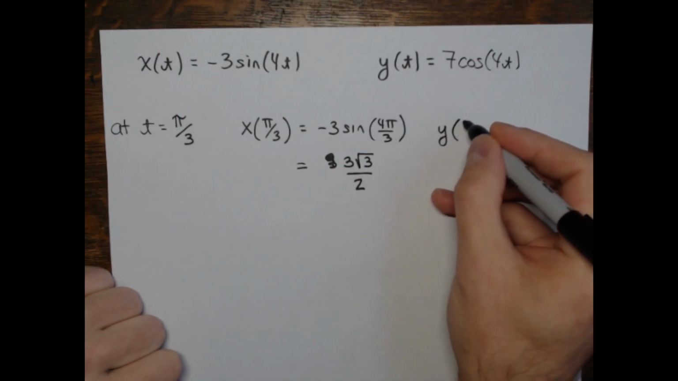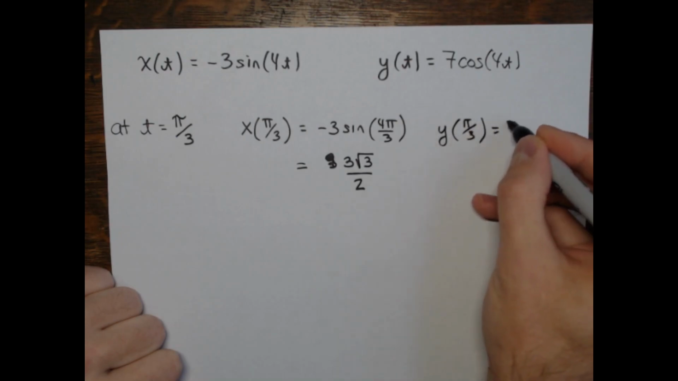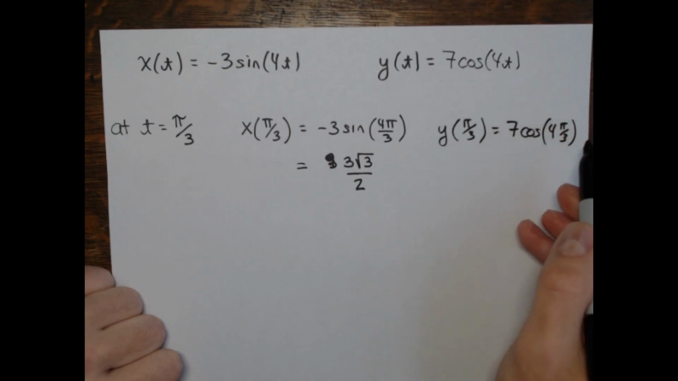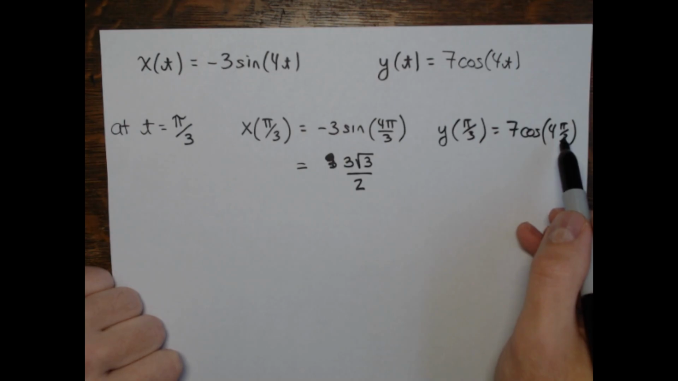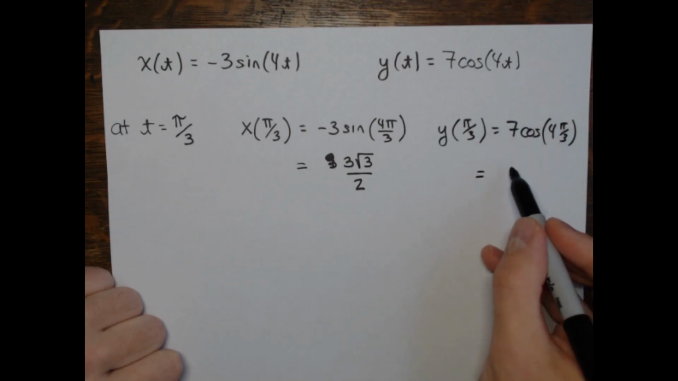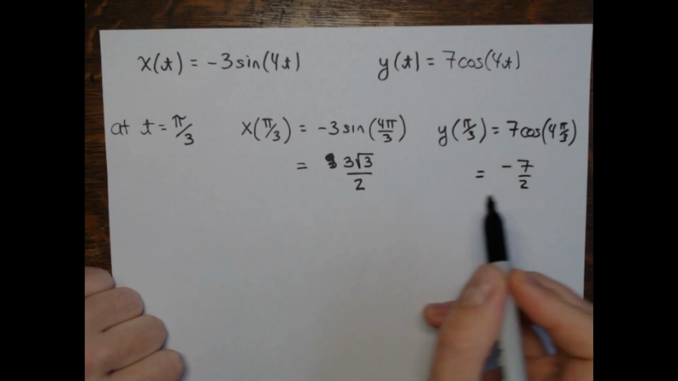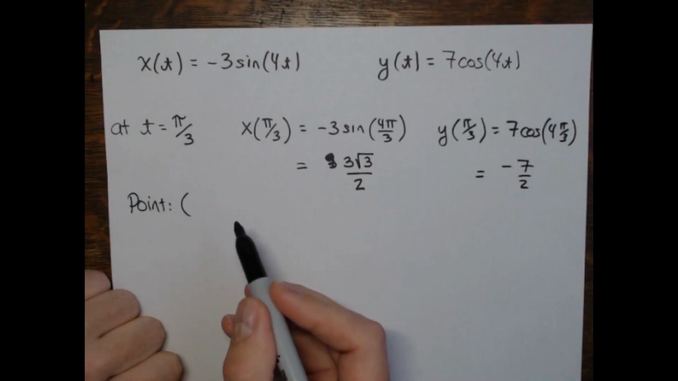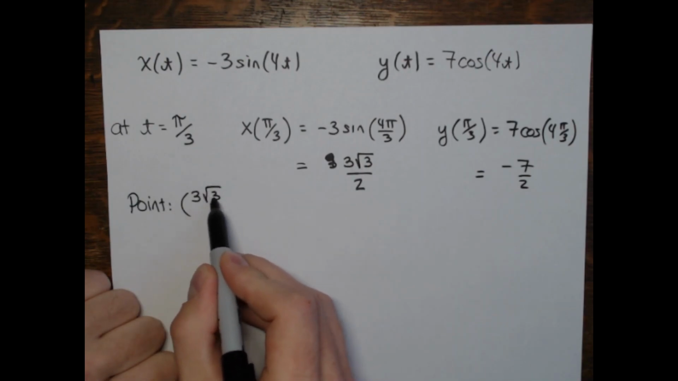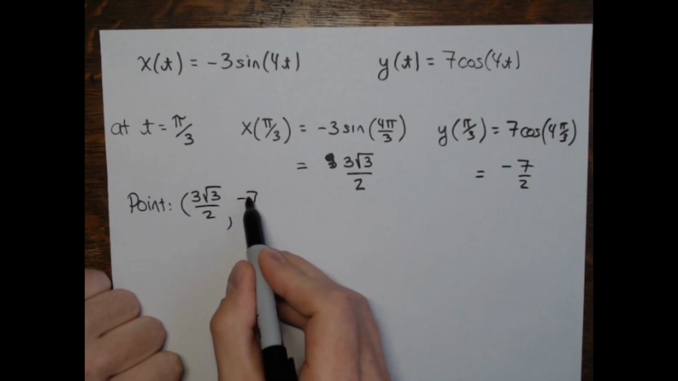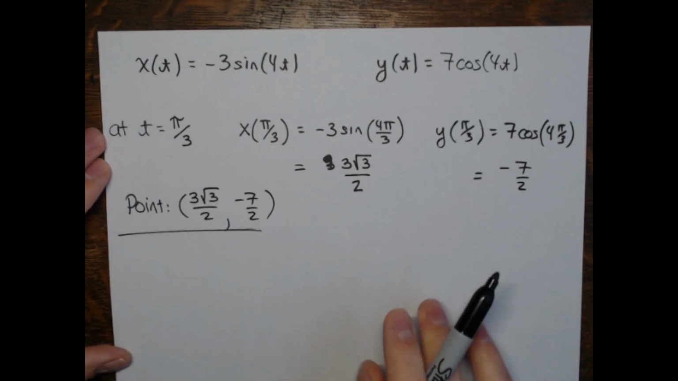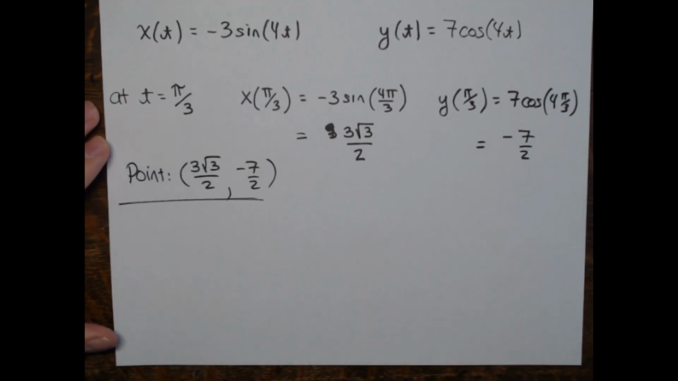And then the value of y at pi over 3 would be 7 times the cosine of 4 pi over 3. Now the cosine of 4 pi over 3 is negative half. So the y coordinate is negative 7 halves. So the point on the curve that our tangent line is going to run through has these coordinates: 3 root 3 over 2, comma, negative 7 halves. We'll see that on the Desmos calculator. So that's part of it. That's going to help us determine the line.